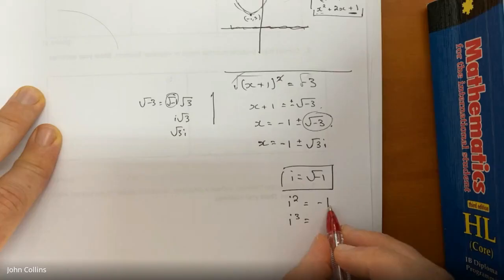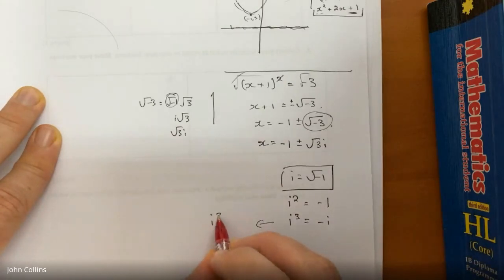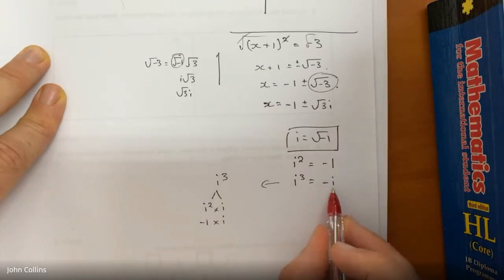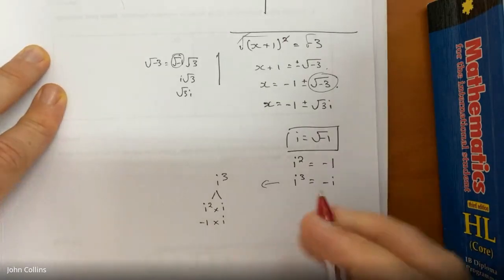Negative square root of -1 is -1 times i, so negative i. Now i cubed splits up into i squared times i. i squared is -1, times i. So -1 times i is just -i. Or you could write negative square root of -1, which is a bit messy, but -i is usually the way it's written.